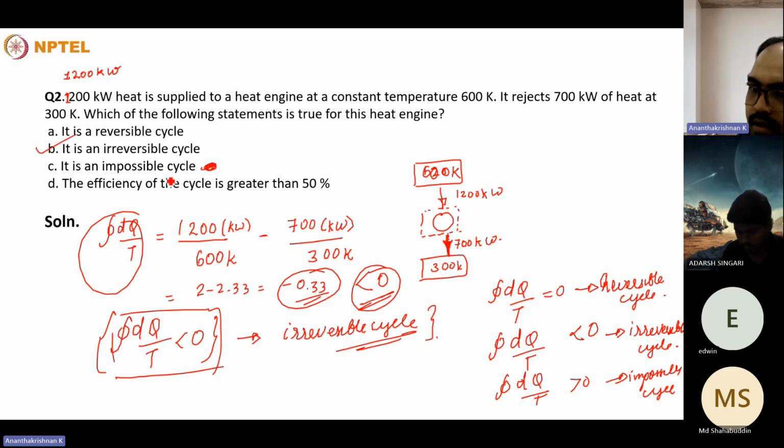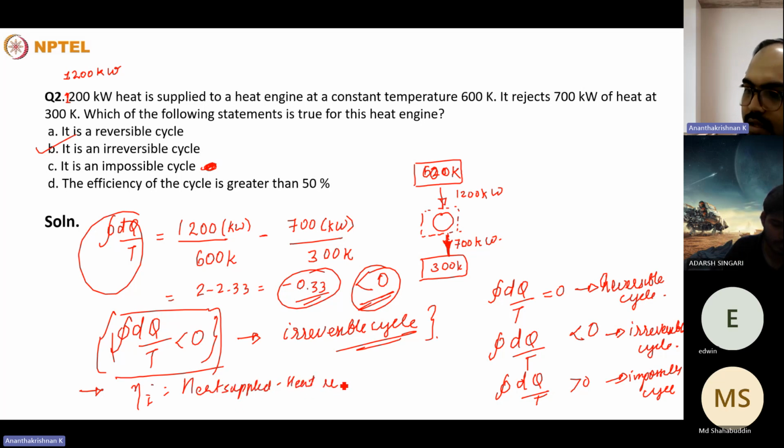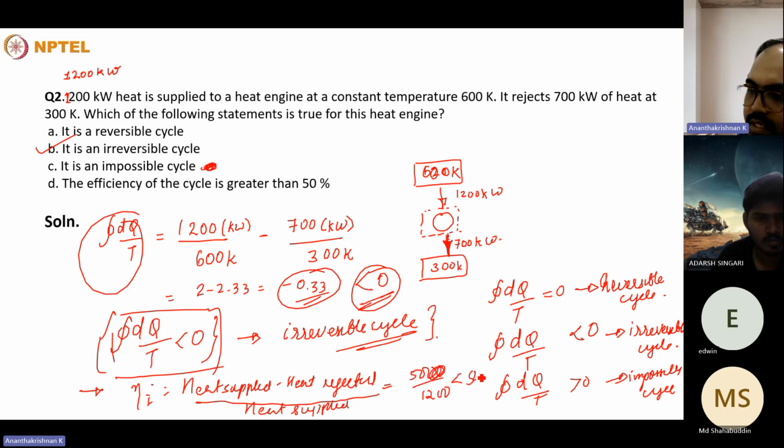But the final option says that the efficiency of the cycle is greater than 50%. You need to verify that based on the first law efficiency. That is, heat supplied minus heat rejected, basically the work output of the cycle, divided by the heat supplied. So that is 500 divided by 1200, which is less than 50%. So this option is also wrong. That gives us the right solution, option B.